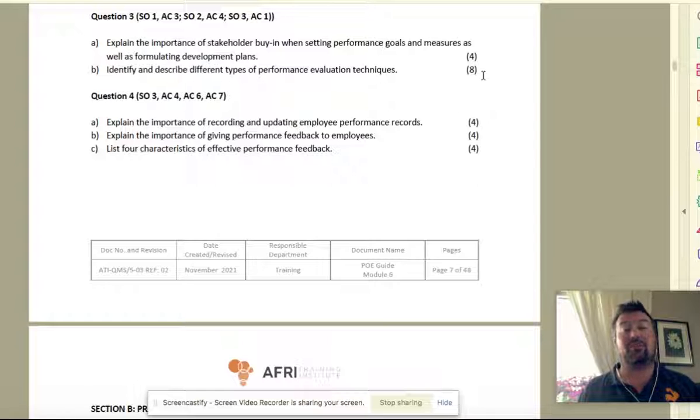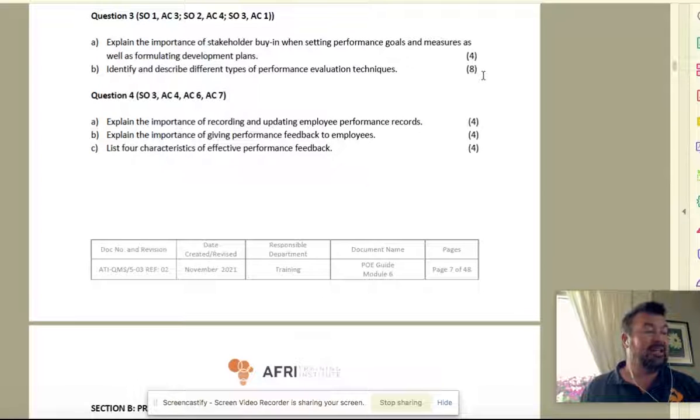Great, then question number 4. Explain the importance of recording and updating employee performance records. There's 4 marks to that. But on page number 51, they will give you some theory.